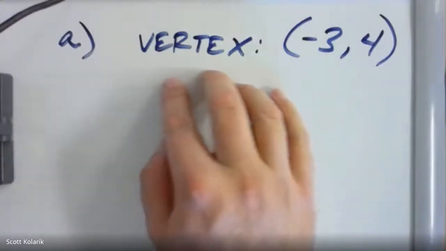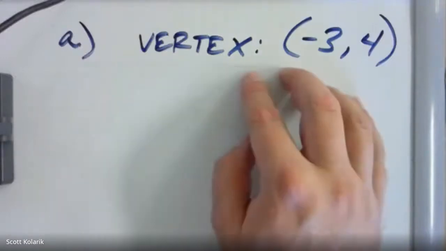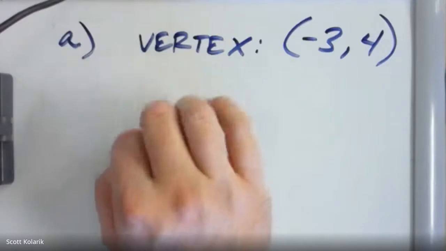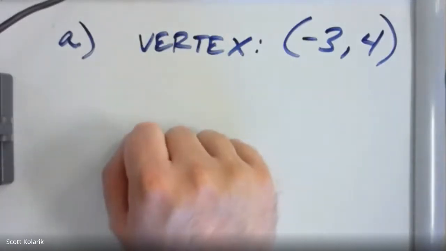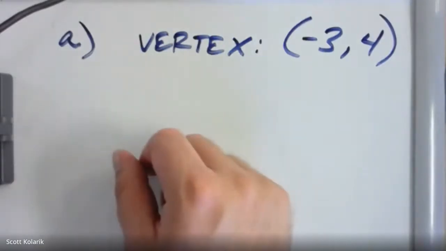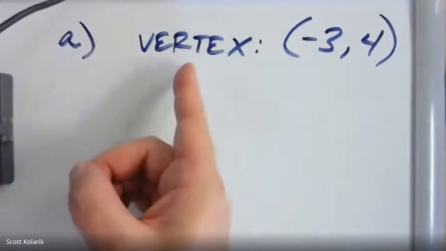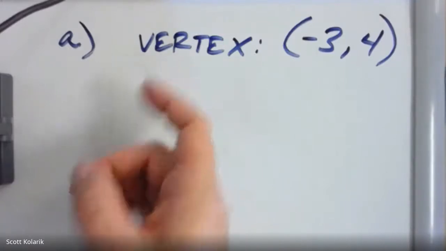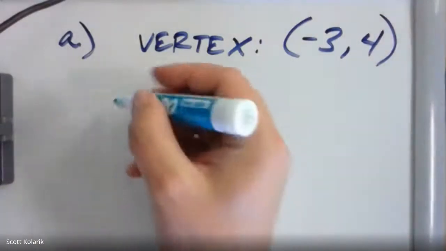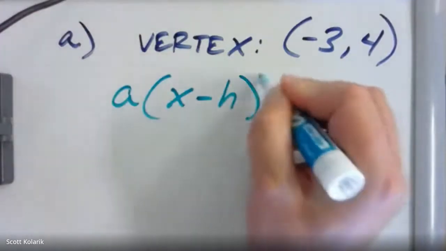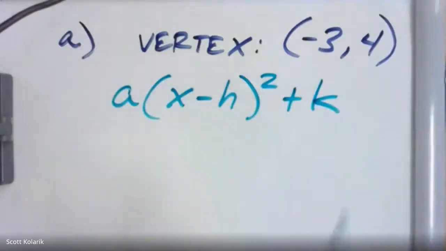But the trick here is going to be, based on the information I'm given, how do I write it in one of those 3 forms? Now, it is possible to write it in any one of those 3 forms, but some are going to be more convenient than others. Based on this information, and actually more specifically, based on this word, it should be pretty obvious which of the 3 forms I should use. Vertex form.